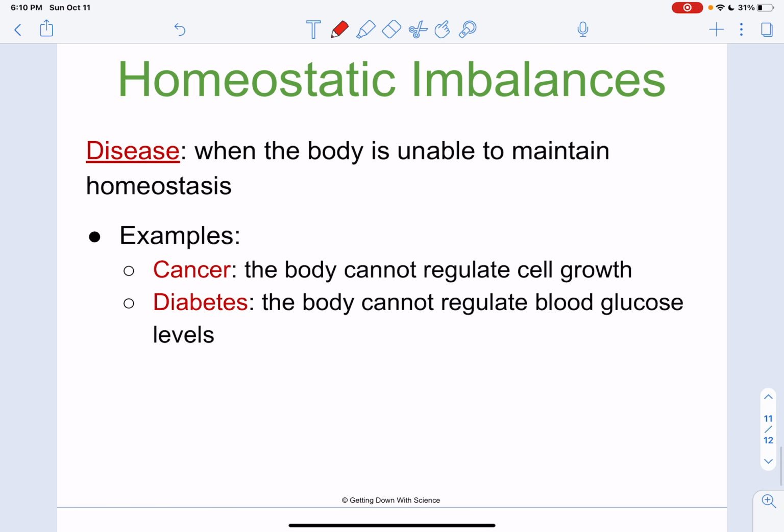A disease is when the body is unable to maintain homeostasis. So for example, when we have cancer, we cannot regulate our cell growth, and so our cells are going to constantly divide and divide until we form a tumor that could either become malignant or benign. And then with diabetes, that's when our body cannot regulate blood sugar levels, and we need insulin to help us regulate that.